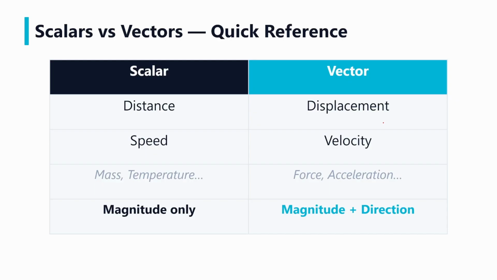Right? So think of it this way. If I told you to drive 10 kilometers, you have no idea where to go. But drive 10 kilometers north, now you know exactly what to do. And that's the difference between a vector and a scalar. Right? Let's wrap this up.